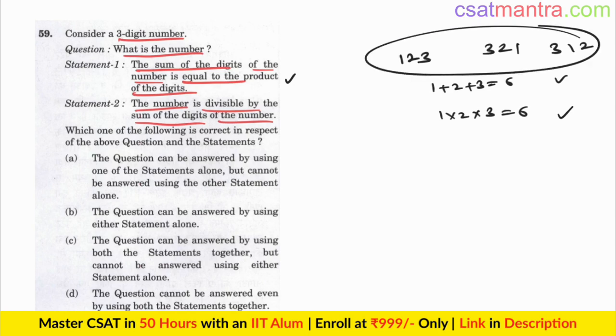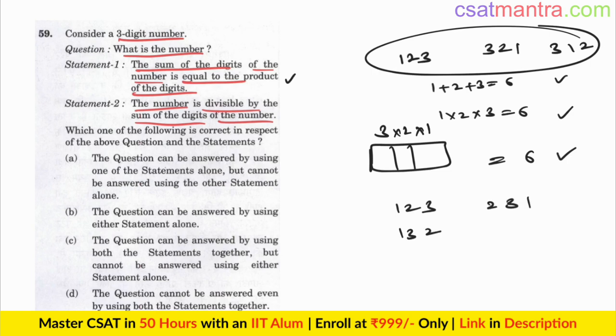Number of possibilities. This space can be filled in 3 ways. This space in 2 ways. This space in 2 ways. 6 such possibilities. 1, 2, 3. 1, 3, 2, 2, 3, 1, 2, 1, 3, 3, 2, 1, 3, 1, 2. So which 3-digit number? We cannot say using this statement.